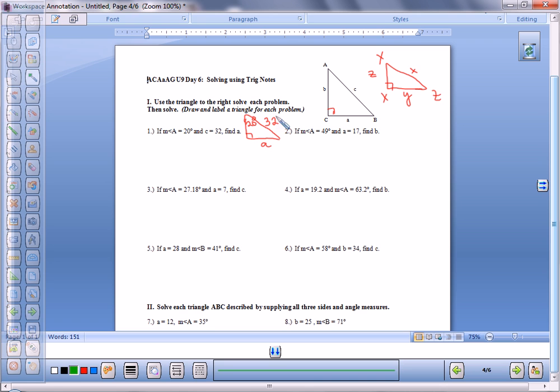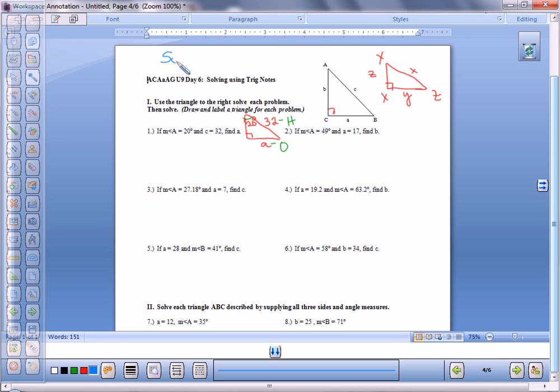What we did yesterday was we learned how to label the sides of a triangle given an angle. Well, here we're given this angle. So A would represent which side? The opposite. And 32 would represent which side? The hypotenuse.